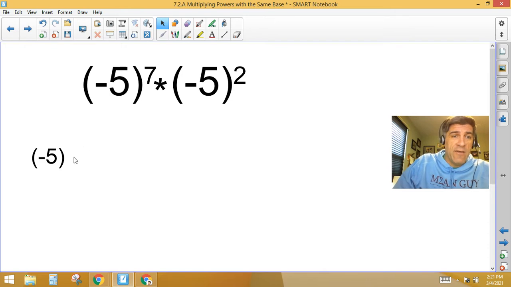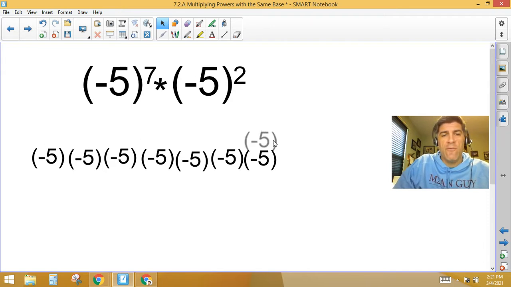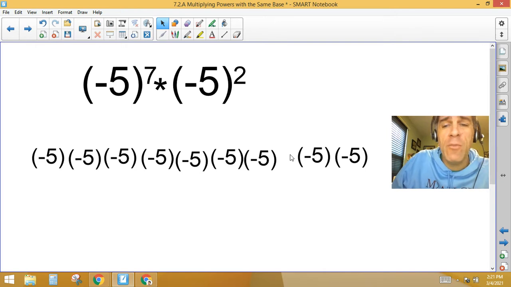What that means is I have 7 negative 5s that are multiplying together first. There's 4, 5, 6, 7, right? That's this group right here. And then I'm multiplying it by negative 5 squared. So I have two more of them. And all of these are being multiplied together, right? All of them are multiplied together.